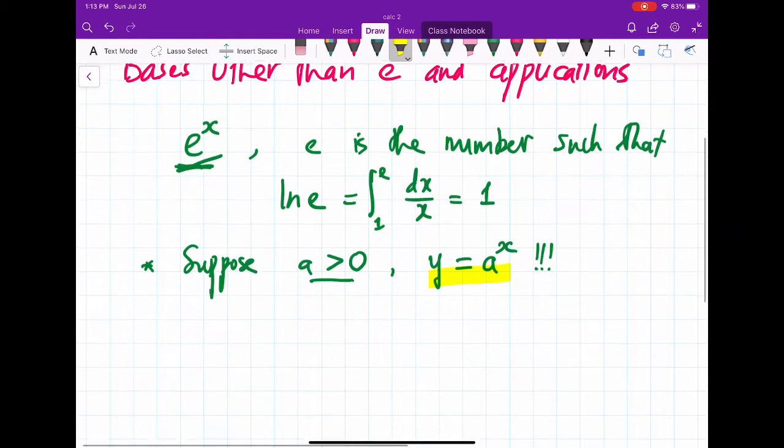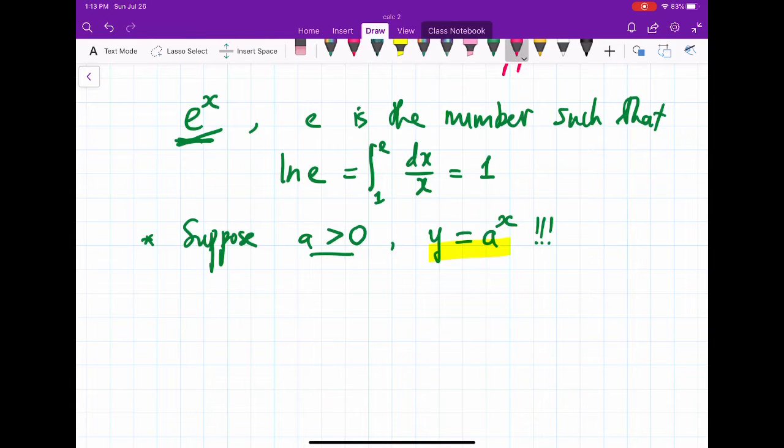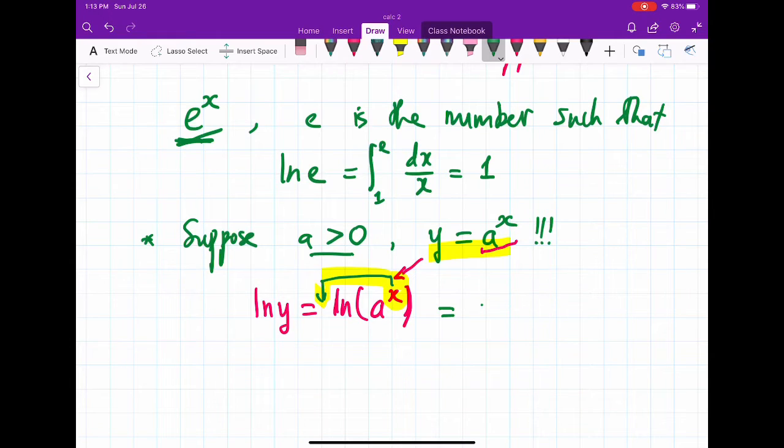And now let's try to see what happens if we have y equals a to the x. Because we never know, right? What is a to the x? But suppose we know that. Suppose we have that. So what happened? From this, if I apply the natural log to both sides, I have ln of y equals ln of a to the x, right? And since we have natural log in here, we can take the power down right here, okay? So I have the following one. This is just equal to x ln of a.